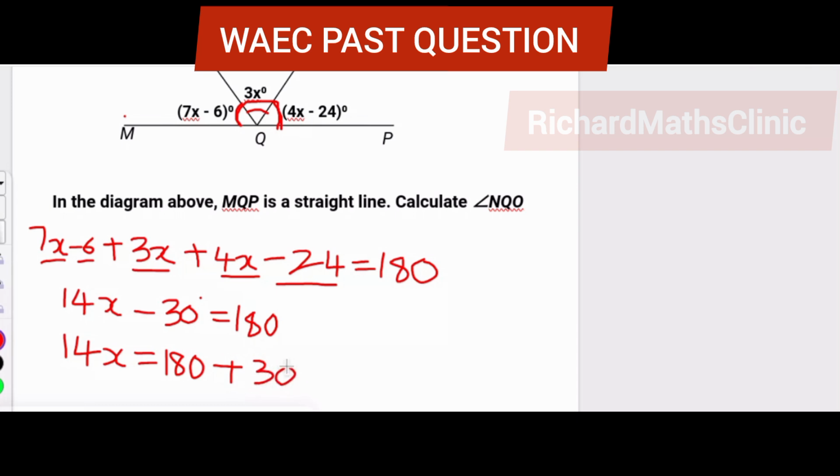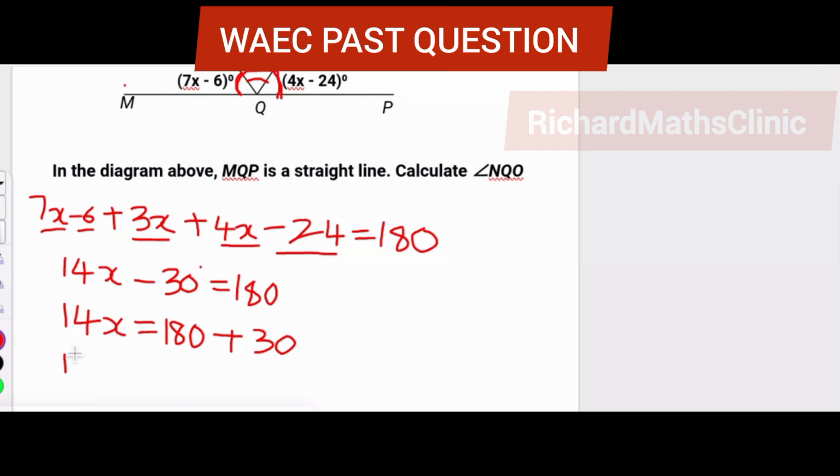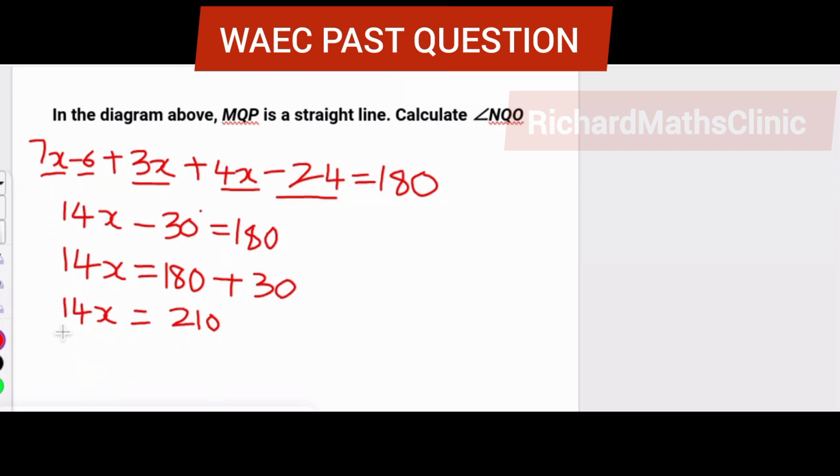Are you still following? Good. All right, so we're moving forward. 14x equals 180 plus 30, which is 210. Yes, fantastic. Good. So that'll be 200 and 10, 210. The next thing is to eliminate this 14 so we can make x the subject of the formula. So how do we do that? We're going to divide both sides by 14. Good. All right, so divide both sides by 14.